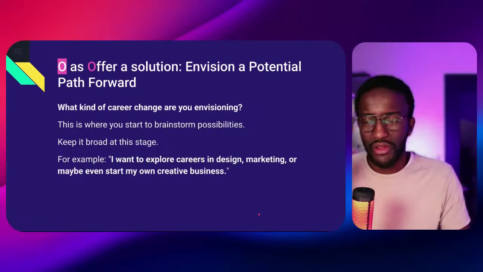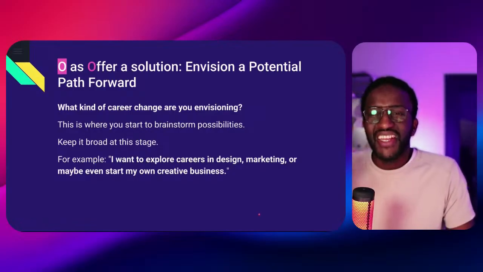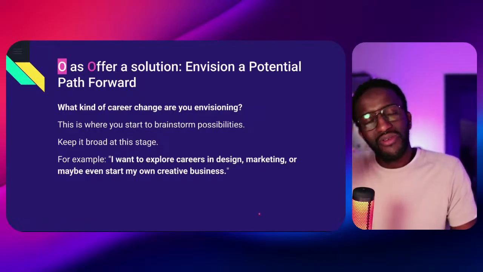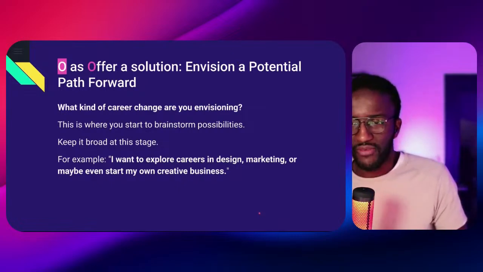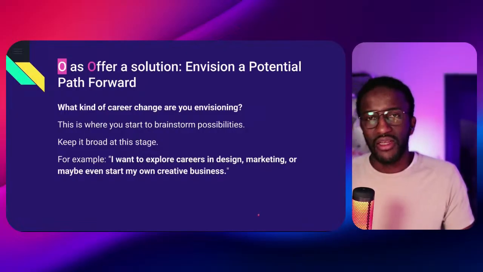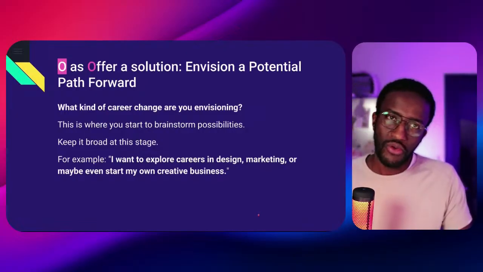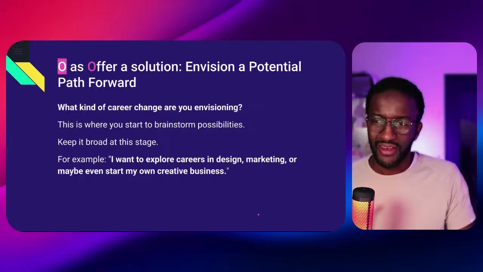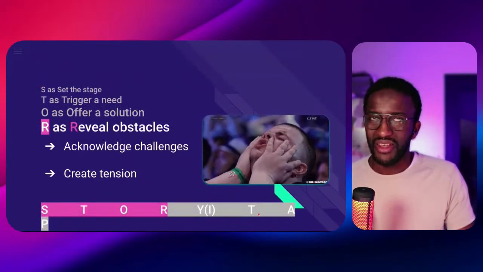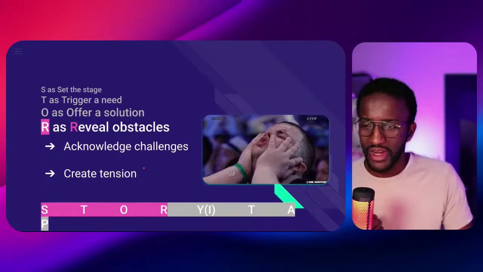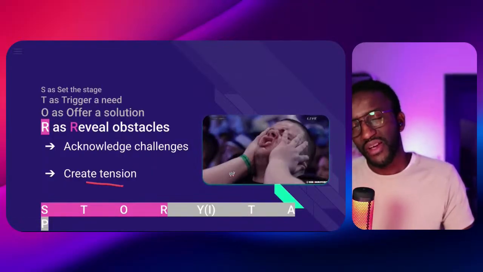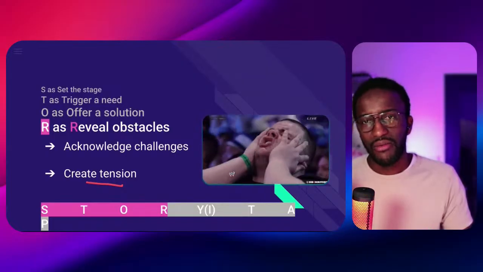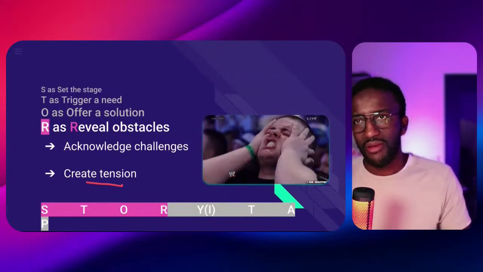So in this step of our solution, you are not really going into the details. Like in storytelling, this is where you share your big why. And then after, we will deep dive more into the how and the what, in step 5. So set a stage, trigger a need, offer a solution, and the R is, as you can imagine, reveal obstacles. This is where you acknowledge challenges and create tension. In your self-reflection journey, in the step of our solution, you have brainstormed different solutions which are aligned with your values.